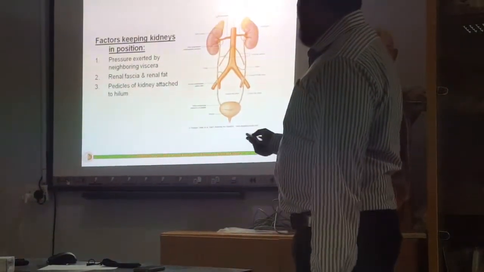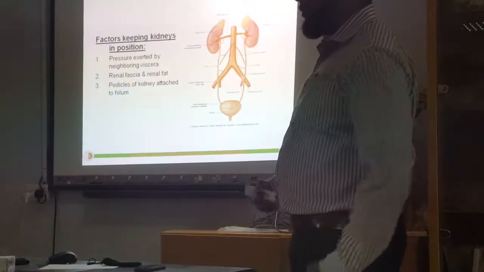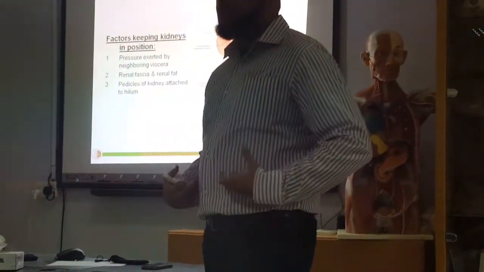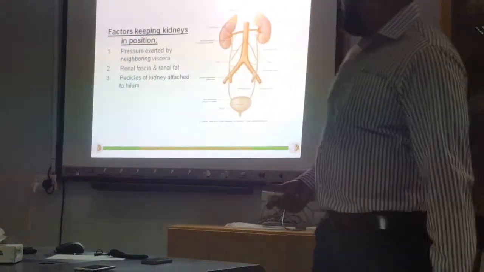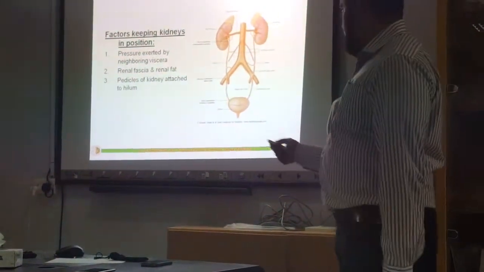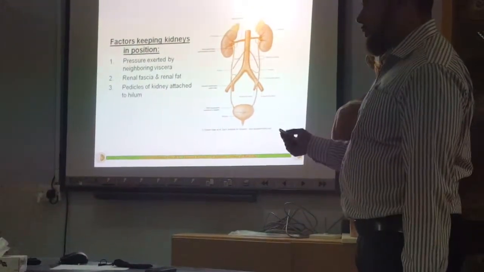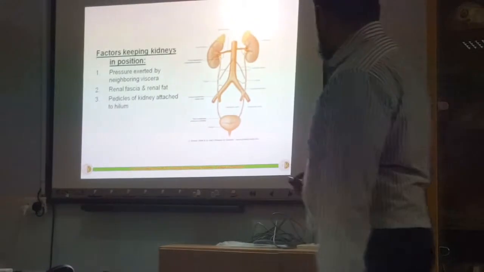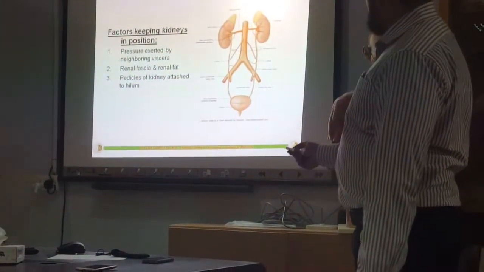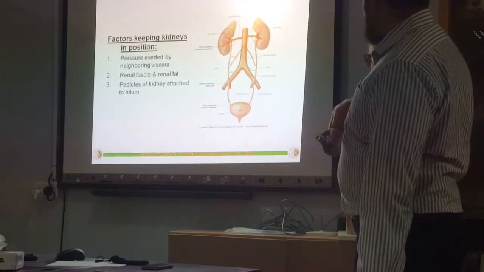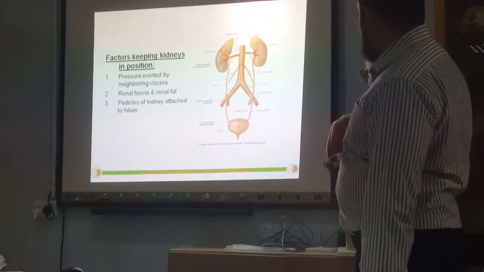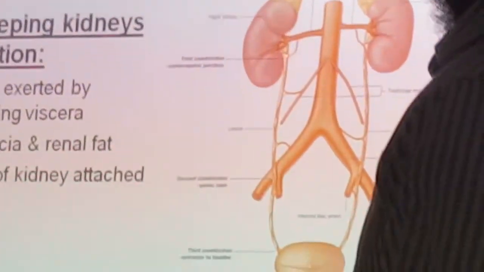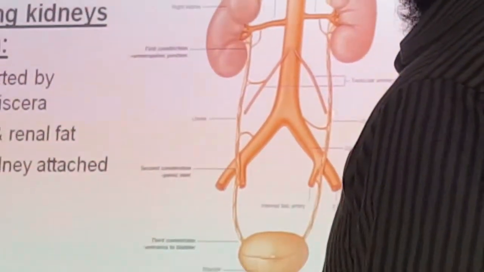One is the pressure exerted by the neighboring viscera. The abdomen is not free, it is filled with so many viscera, and the pressure within the abdomen itself will hold the kidney in its position. Second is the renal fascia, which I showed you, and the renal fat. These also hold it in its position. And the third important thing is the pedicles of the kidney. These are the pedicles of the kidney which hold the kidney in its position. The pedicles are here, which contain the ureters.